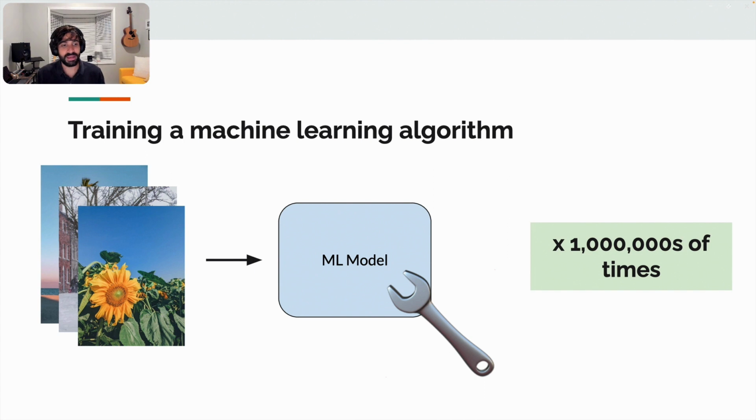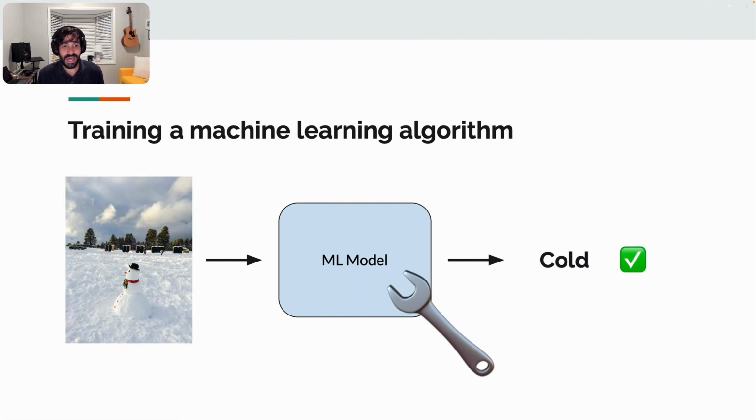And once you've done that millions of times with lots of data, the model learns to give you the right result. So now if we put in an image of a snowman in the snow, or even an image that's not exactly the same but is similar, the model should be able to tell us that, hey, this looks like a cold day. And that's basically how machine learning works.